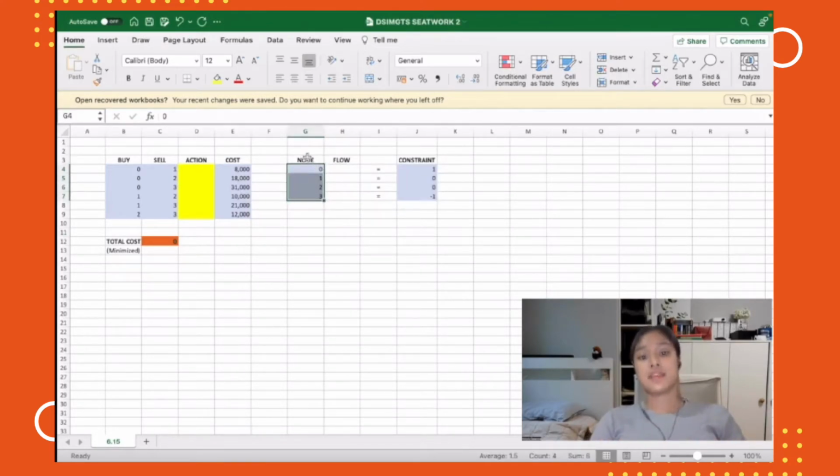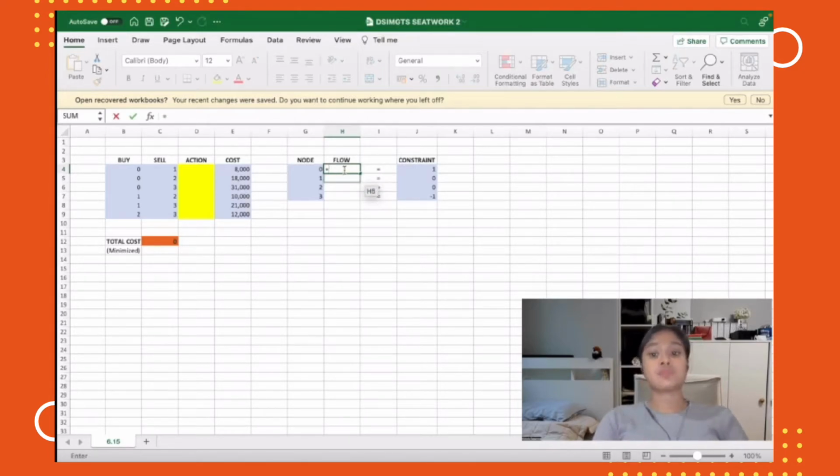So going to our nodes and constraints, the nodes correspond to the years. And since we need to have a tractor now and dispose of it after the third year, we have the following constraints: 1, 0, 0, and -1. With that said, we need to have the flow of buying and selling tractors equal to the constraint. And to get the flow, we just need to get the sum of the tractors bought for the year and subtract it with the tractors sold for the year.